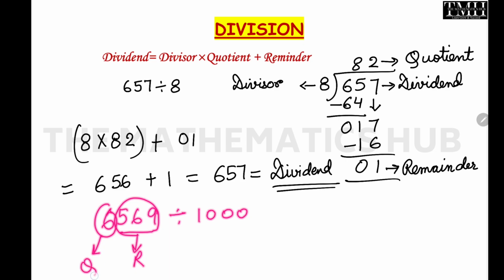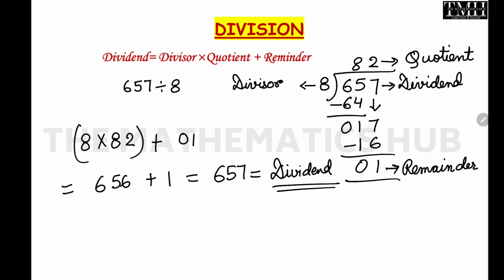So now in the unitary method, the value of the one unit is found by division and the value of the required number of units is found by multiplication. That is a two-step process. So this was the elaboration about division. Let's proceed towards the next concept.